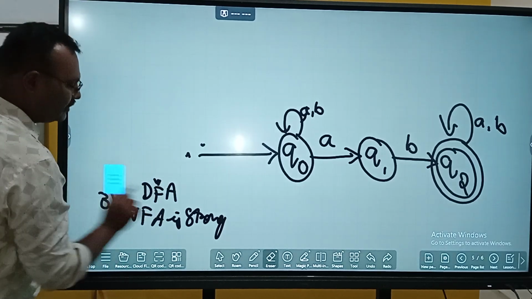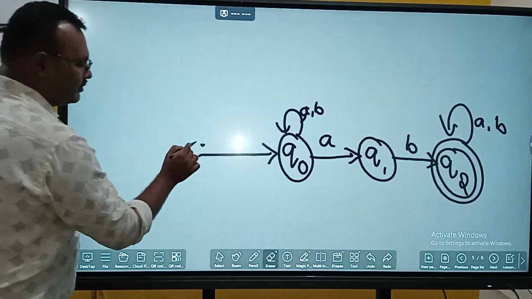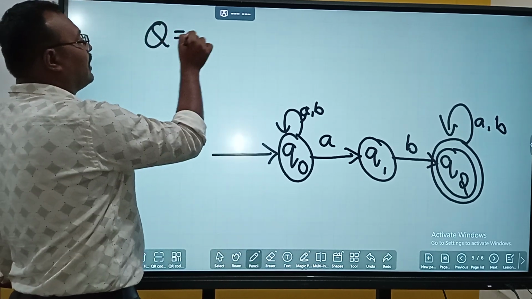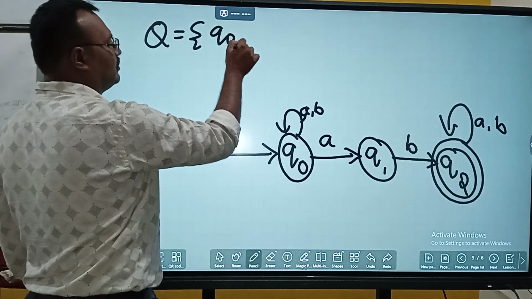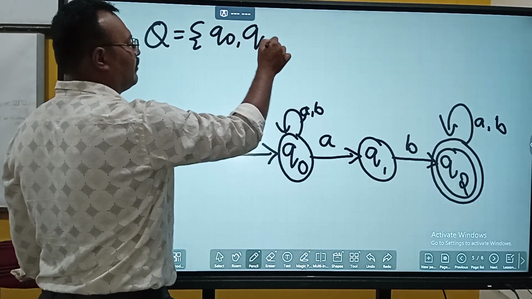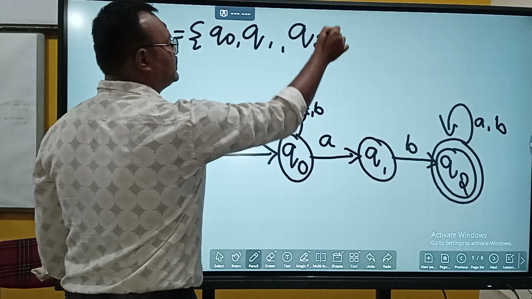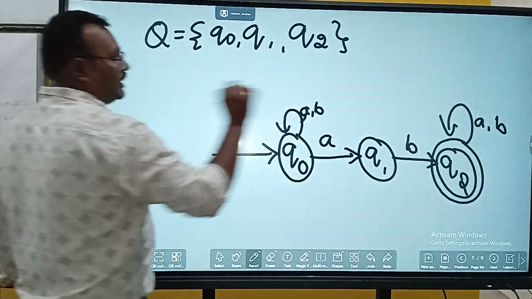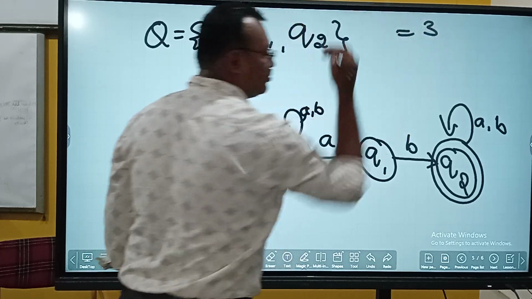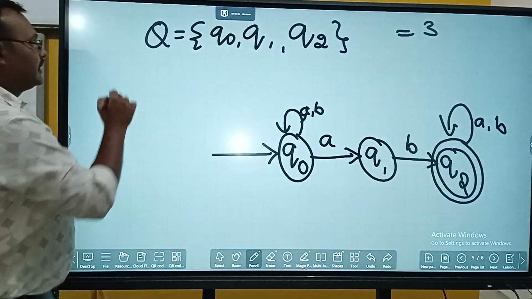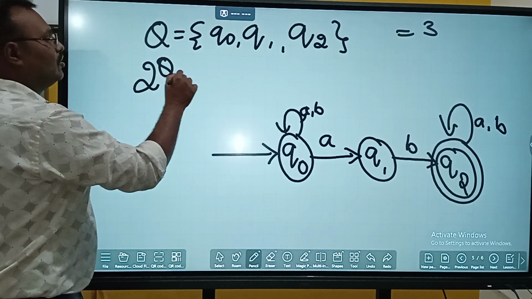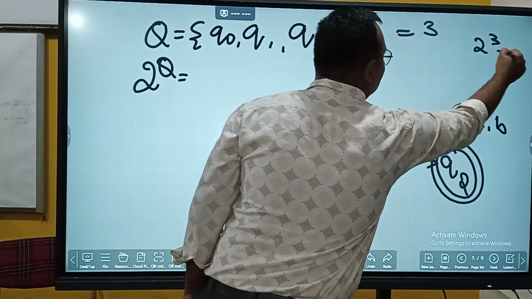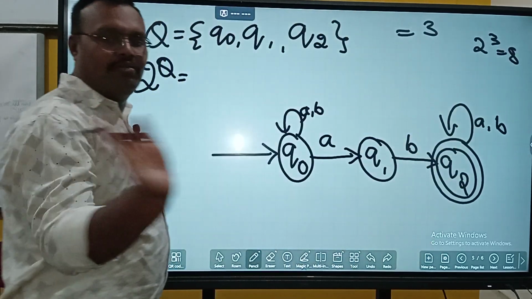See, how many states do we have? The set of states we have here is Q naught, that is this one. Then we have Q1 and Q2. This is the set of states we have. How many states are there? The number of states is equal to 3. Its power set is 2 to the power Q. What do you mean by this? What is 2 to the power 3? 2 to the power 3 is 8. So I am going to get 8 combinations here.